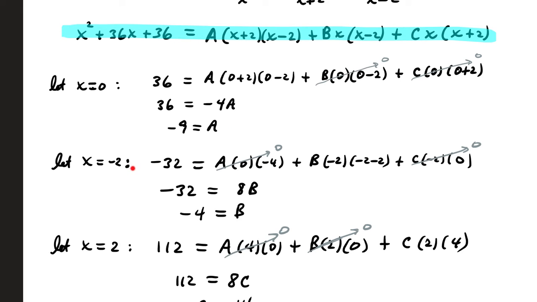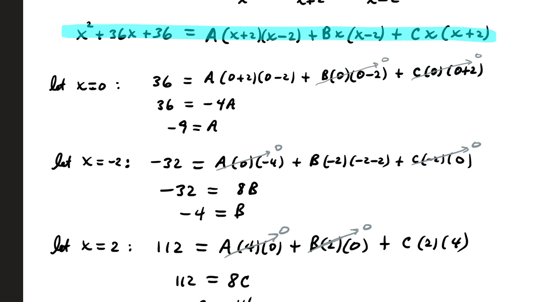Now, if we let x be negative 2, plugging back into this highlighted equation, that's going to give us negative 32 equals a times 0 times negative 4. We'll multiply them by 0. Zero's out that group. B times negative 2 times negative 2 minus 2. That's a positive 8b. And then the C group, C times negative 2 times negative 2 plus 2, which is 0. Zero's this group out.